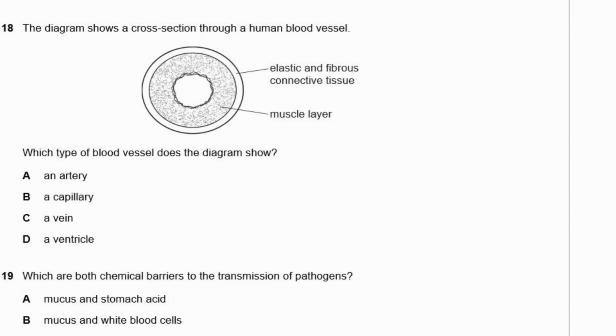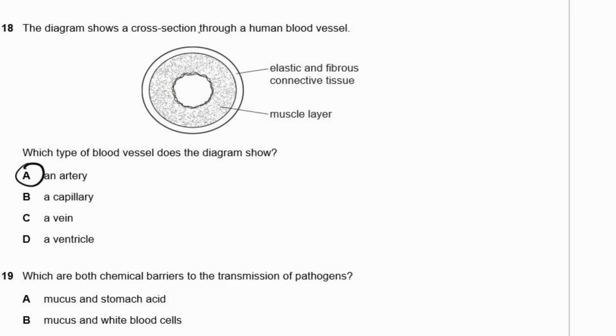Question 18. The diagram shows a cross-section through a human blood vessel. Okay, so this blood vessel has a thick, elastic, and fibrous connective tissue layer. Then it has a thick muscular layer and a pretty wide lumen. The middle bit is the lumen, the space in between. But it's much narrower than the rest of it. Okay, which type of blood vessel does the diagram show? Well, this shows an artery.